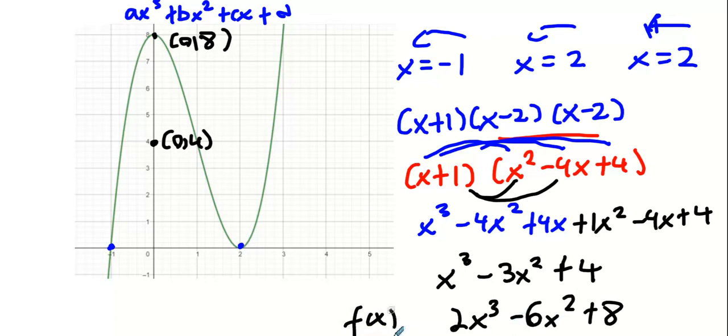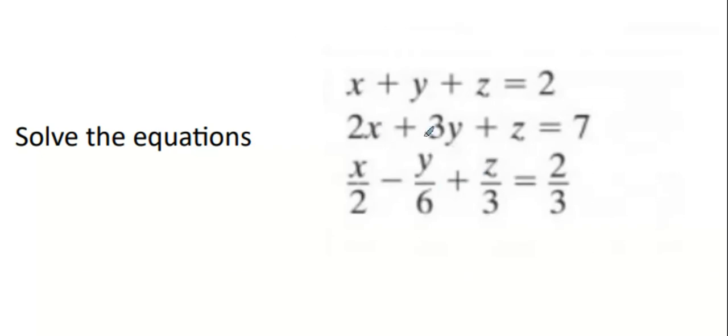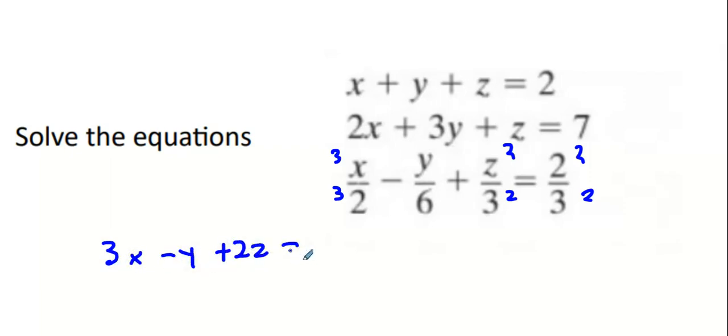Okay. Next question. All right. Get rid of the fractions on the third one. Don't want the fractions. So 3, use sixths. 2, 2, 2, 2. Right. We get 3x minus y plus 2z equals 4.